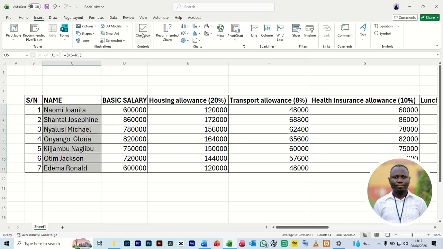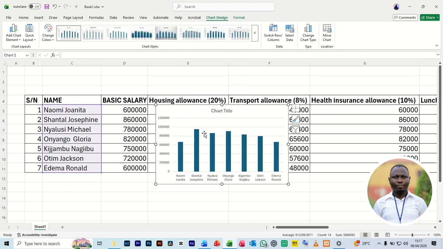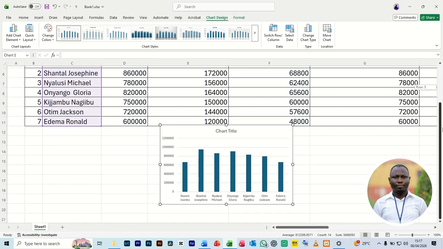From insert, these are the different graphs that we have. The one we're interested in is this one, the column graph. Click the arrow pointing down and then select any of these under column graph. For me, I'm going to go for this. And now we have that information presented for us on a column graph.